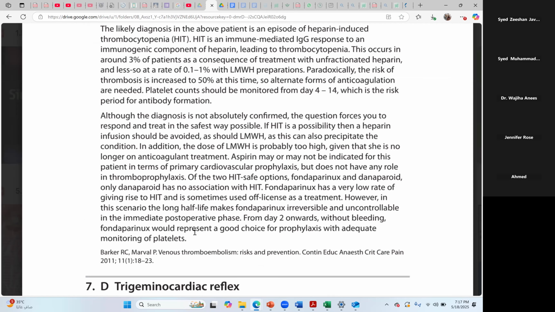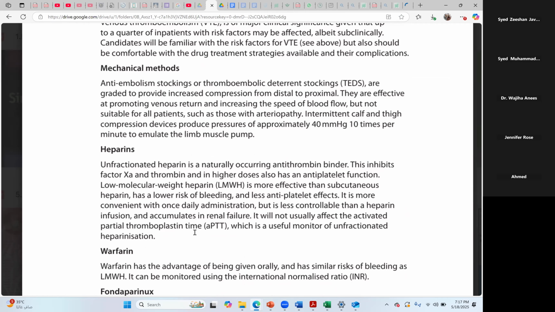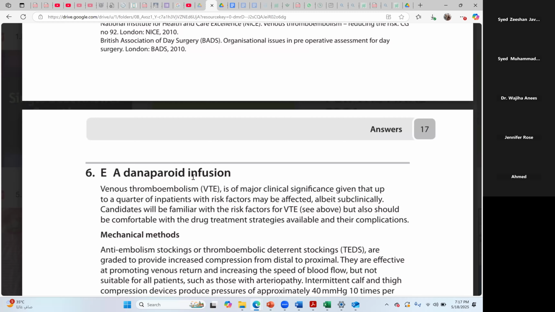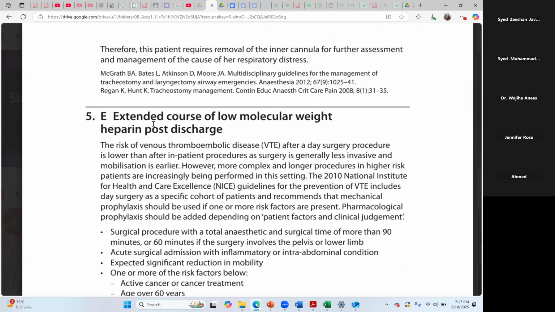Okay, let's see. Extended course of low molecular weight heparin post discharge.